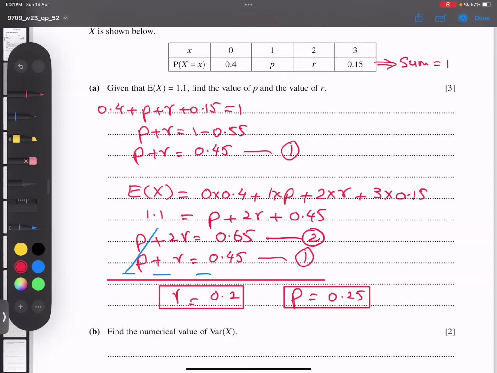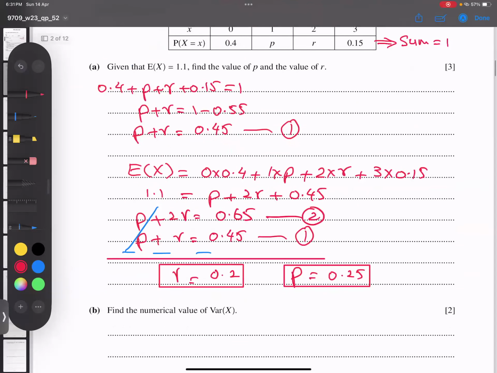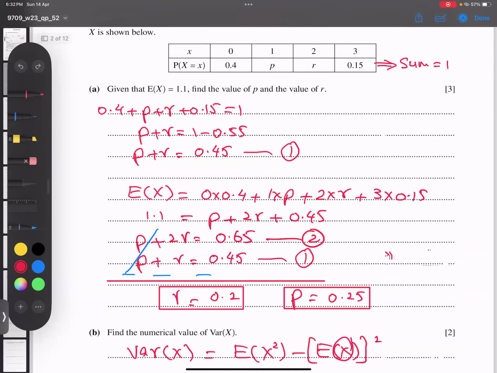This is done. Part number 2 is asking to find the numerical value of the variance. And what is the formula of variance? The variance of X formula is E of X squared minus E of X whole squared. The way you found E of X, you multiply and add them all. But in E of X squared, you do the same story, but here it is the square of X. So you take power 2 of that into that probability, and add them all.